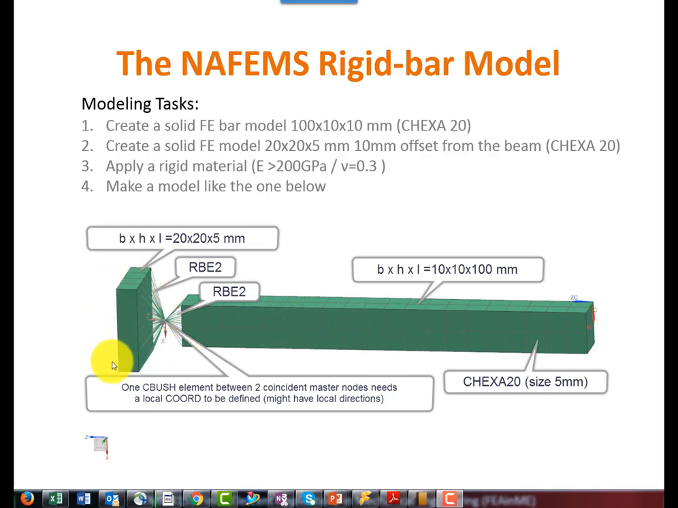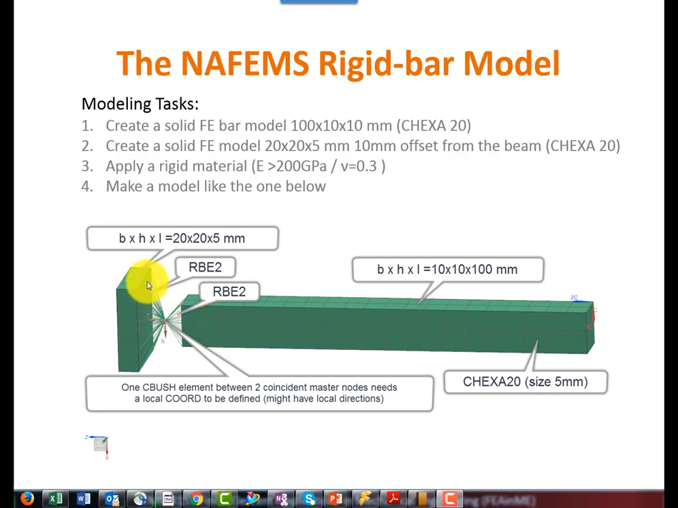Then I made another part which has an offset of 10 millimeters from this bar. There's a 10 millimeters gap here. And then I made another part, which is mainly made for visualization purposes. Then I applied a steel material to both parts, with an E modulus of 200 gigapascal and Poisson ratio of 0.3. And as you can see here, first I meshed both parts with hex elements.